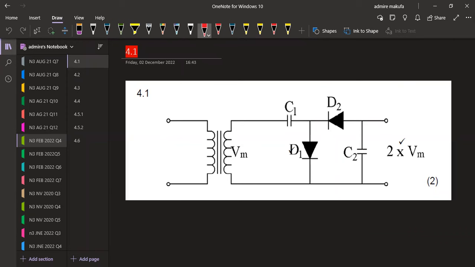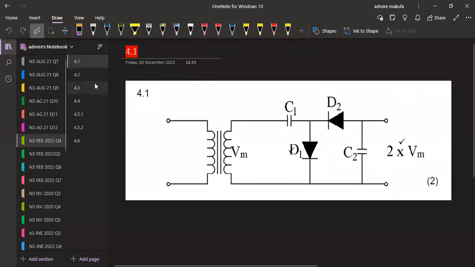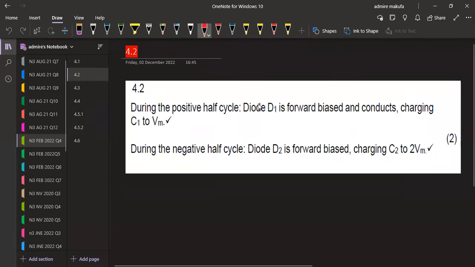All right, let's check the other part of the question. Now we are given to explain the operating principle of the same half-wave voltage doubler that we had. Now we want to describe its operation. Remember from our previous section, we are going to have 2 cycles on the input, the first positive and another negative.